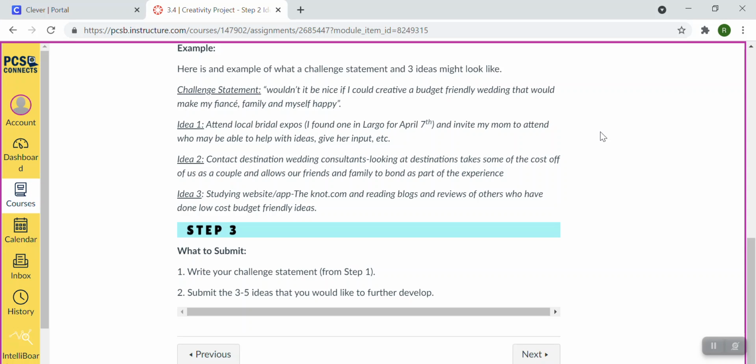And then idea 3, studying websites and apps like theknot.com, reading blogs and reviews of those who have done low-cost, budget-friendly wedding ideas. So those are 3 ways that I could potentially accomplish a budget-friendly wedding if that was my summer project, to come up and plan a budget-friendly wedding. Okay, so you're going to submit again your challenge statement and 3 to 5 ideas that you would like to further develop in this ideate stage.